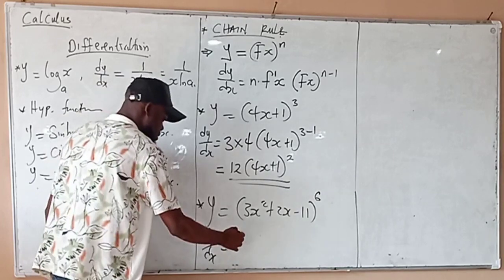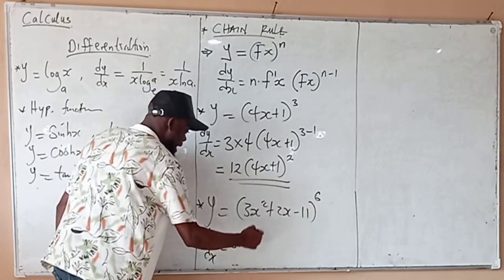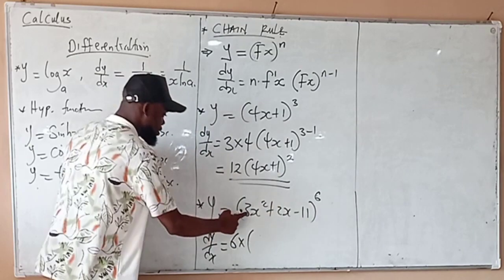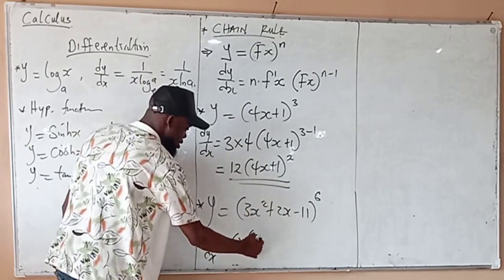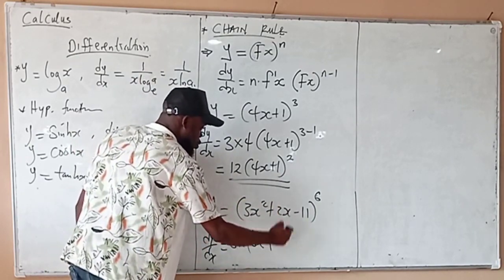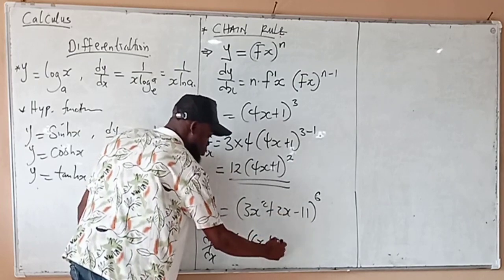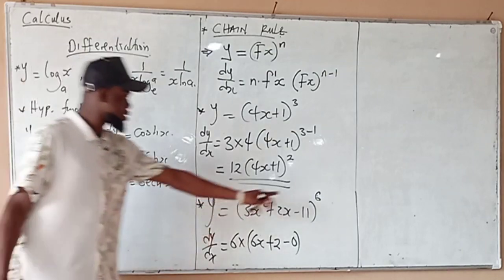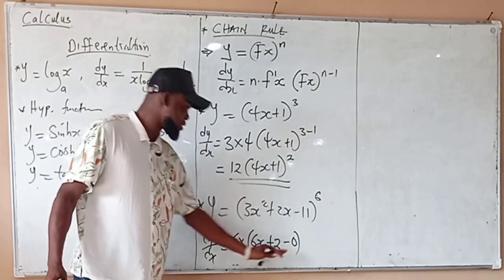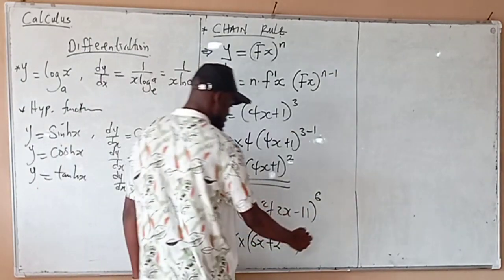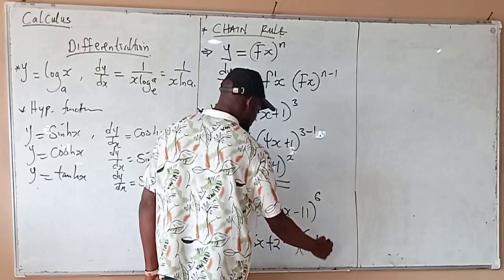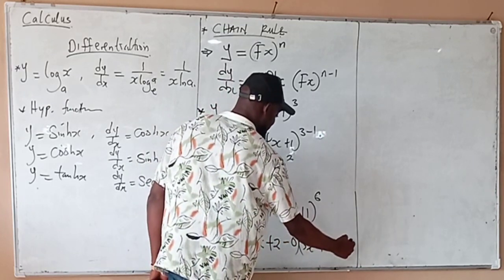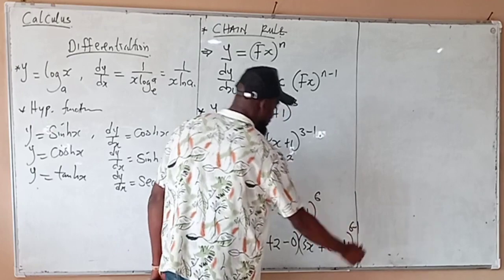This will be 6 times, when you differentiate inside the bracket: differentiate 3x squared, you are going to have 6x. Differentiate 2x, you are going to have 2. Differentiate 11, you are going to have 0. So use 6 to multiply the derivative of what is inside the bracket. Then after that, you repeat the question again, 3x squared plus 2x minus 11, and you move on to the power.